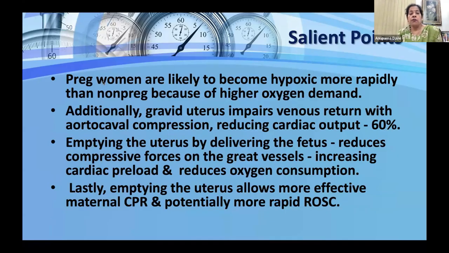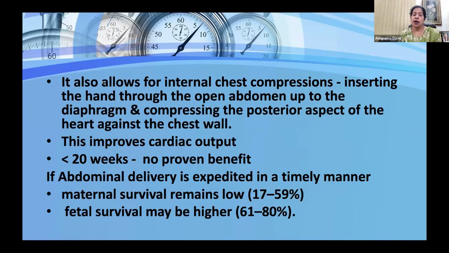Pregnant women are likely to become more hypoxic than non-pregnant women because of higher oxygen demand, and the gravid uterus impairs venous return due to aortocaval compression. Therefore, the cardiac output is reduced by 60%. So in such cases, by emptying the uterus, by delivering the fetus, we can reduce compressive forces on the great vessels and increase the cardiac preload, and oxygen consumption thereby decreases. Lastly, emptying the uterus allows more effective maternal CPR and more rapid return to spontaneous circulation.